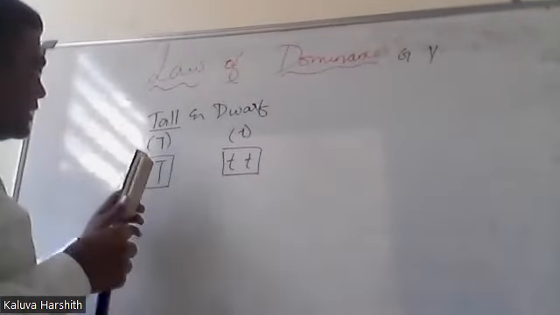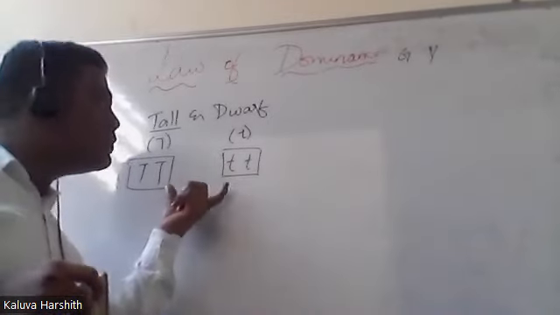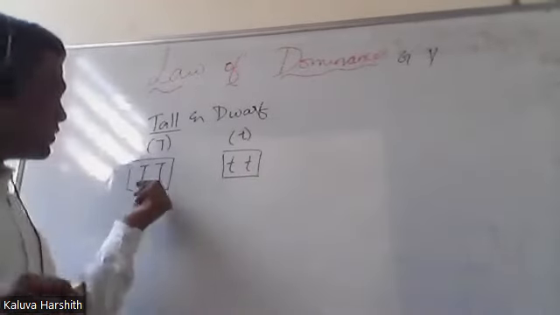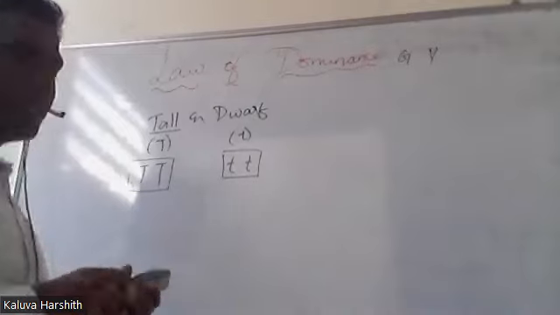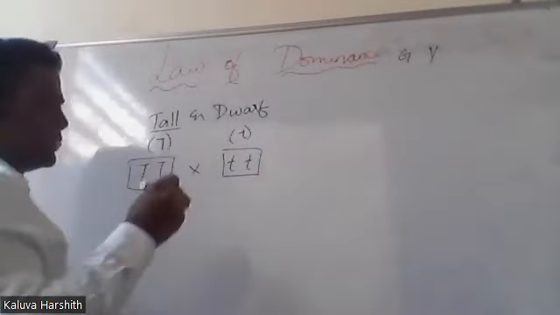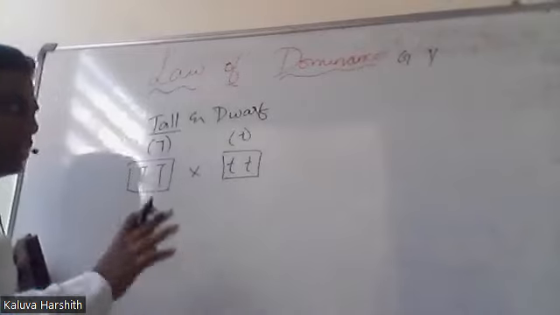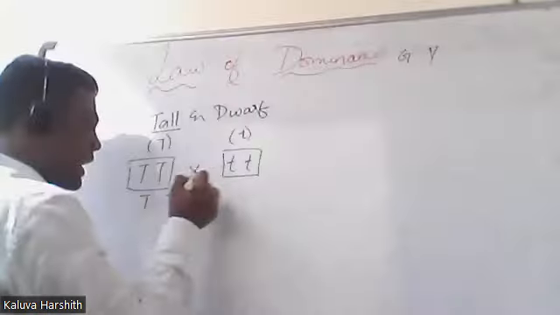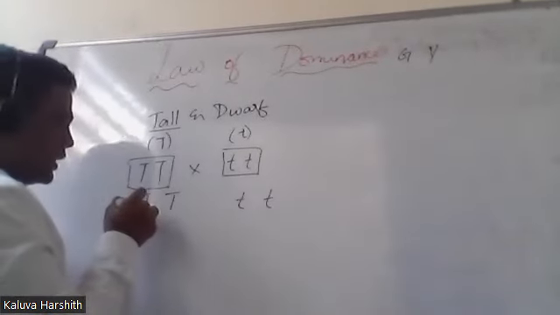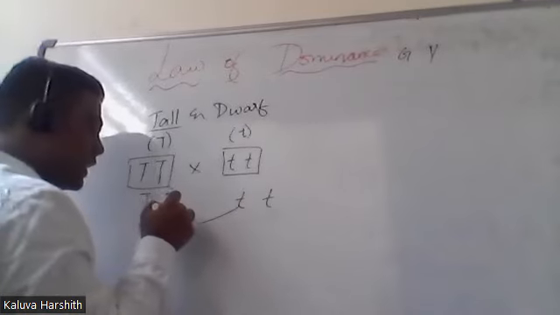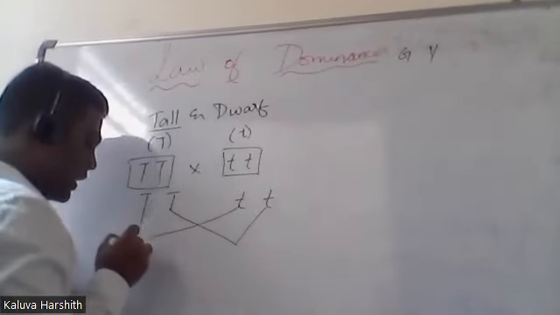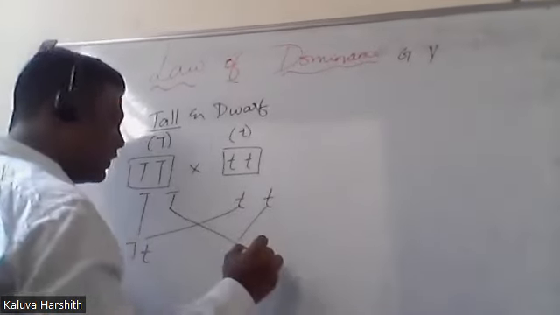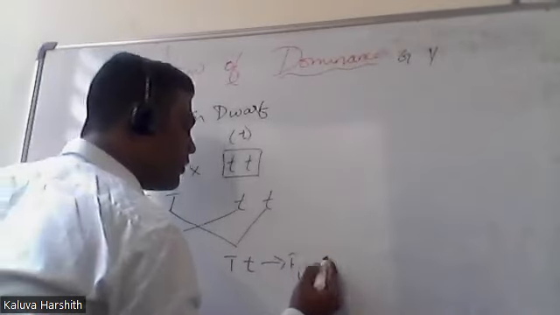Now, these two are true breeding characters. Just before I said true breeding means both have the same, so capital T, capital T and small t, small t. Now there is a cross between them, maybe self pollination, or not self pollination but cross pollination. Capital T, capital T crossed with small t, small t. You get capital T, small t, capital T, small t. Now, whatever you have obtained is called the F1 generation.